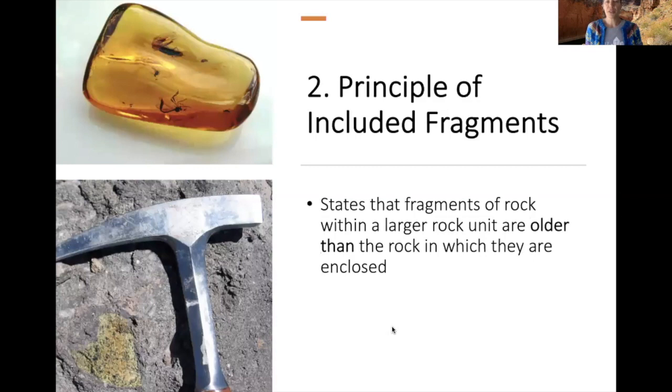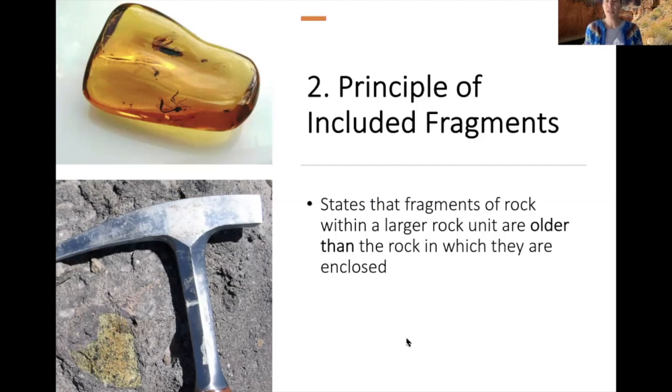Now, the principle of included fragments works in exactly the opposite way. An included fragment is an item or a rock item, or in this case, I've got a picture of amber with insects in it. It's any included fragment that is discrete and not connected externally to something else. So in the lower photograph, we have one of my favorite included fragments, which is a heart-shaped olivine xenolith. Xenolith is a fun Greek-rooted geologic term for you. And of course, at the top we have amber with insects.